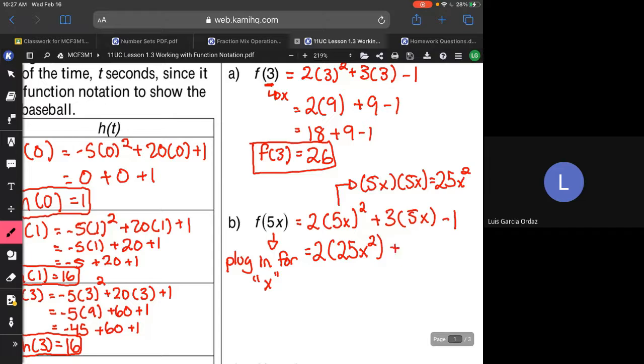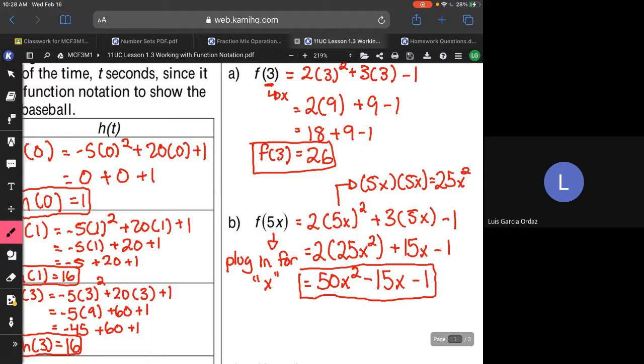Can someone tell me what 3 times 5x gives me? 15x minus 1. Okay, what's 2 times 25x squared? 50x squared minus 15x minus 1. So this would be my answer. So as you can see, it doesn't give me a number. It gives me a polynomial expression.